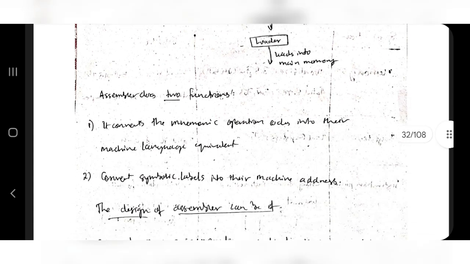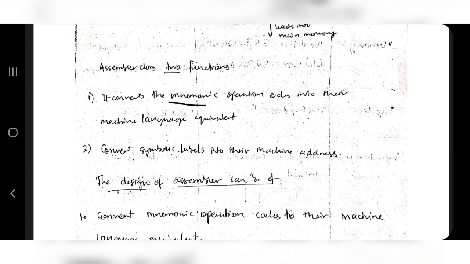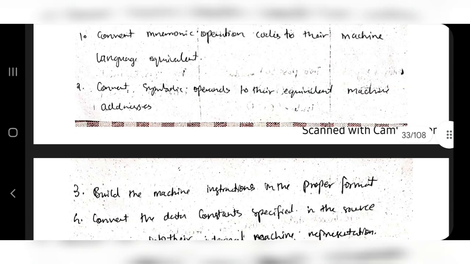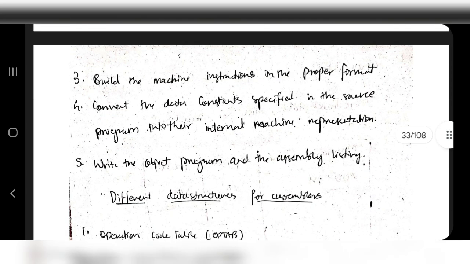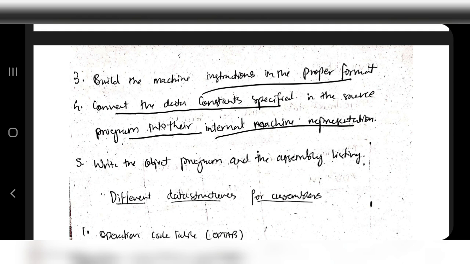Okay, so the assembler does 2 functions. It converts the mnemonic operation codes to the machine language equivalent, and converts the symbolic labels into their machine addresses. So the design of the assembler can be as follows: it converts the mnemonic operation to the machine language, converts the symbolic operands to their machine addresses, and builds the machine instruction in the proper format, converts the data constants specified in the source program to their internal machine representation, writes the object program and the assembly listing. Okay, finally we need the object program.